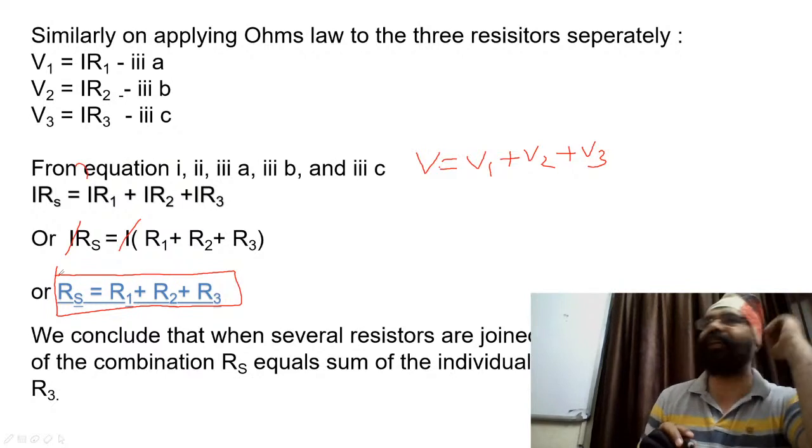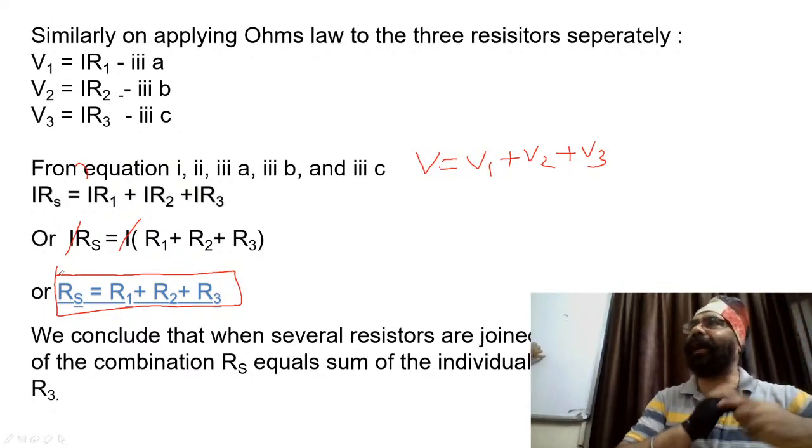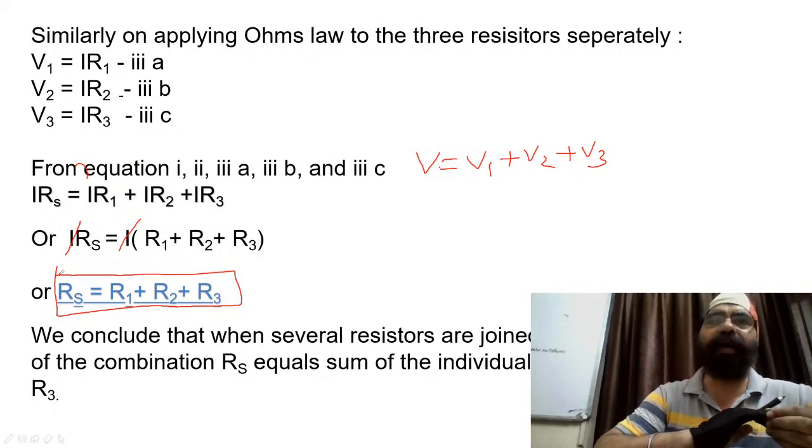We start with V is equal to V1 plus V2 plus V3, right? Then we know that I is the same in all. So we go to Ohm's law: V is equal to IRs, V1 is equal to IR1, V2 is equal to IR2, V3 is equal to IR3.